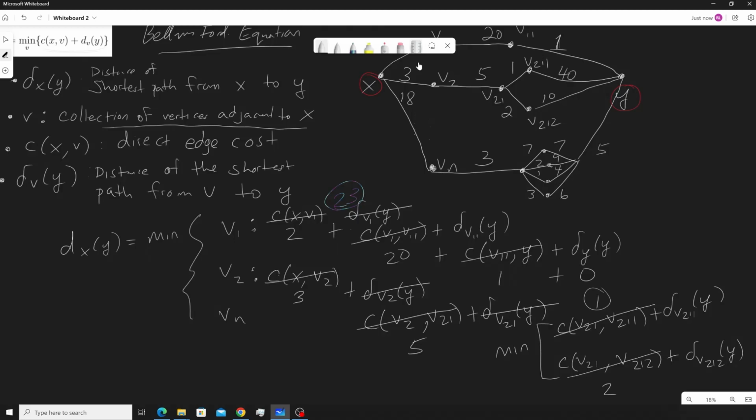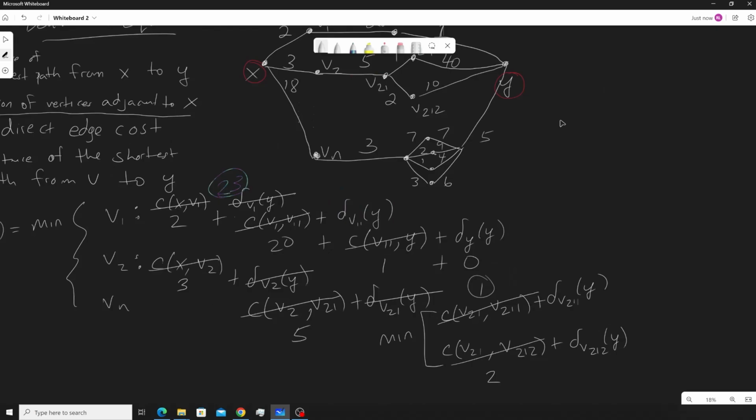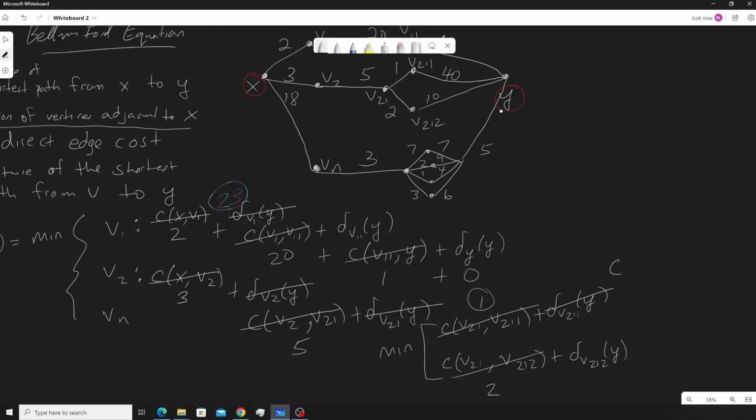Let's see. This dv211, because dv211 resolves to C v211 comma 211 comma y plus dyyy, which we already know is 0. Okay, so that becomes 0.